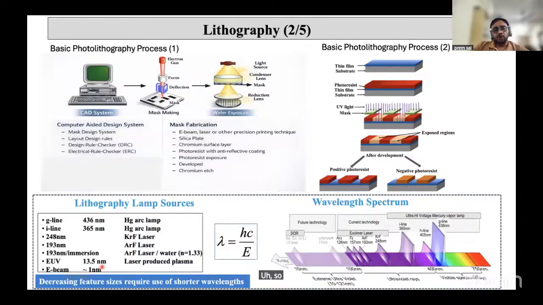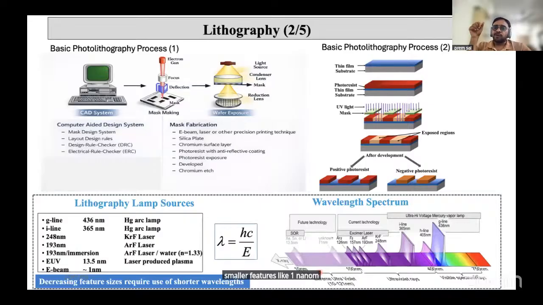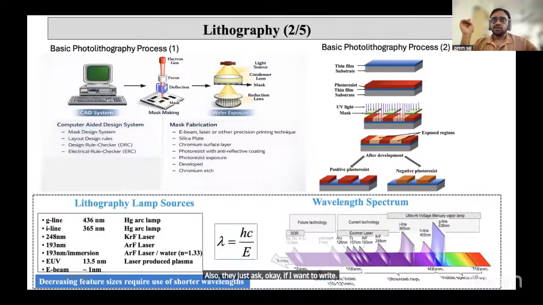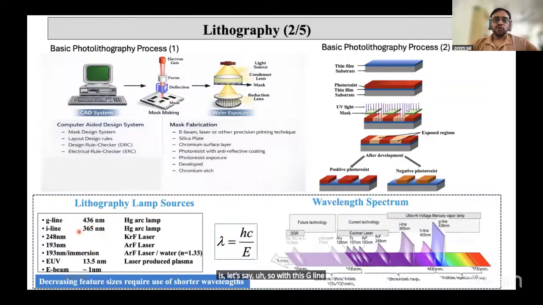Basically, smaller features use shorter wavelengths. If you want to write smaller features like 1 nanometer, 2 nanometer, 3 nanometer. In industry, if you go for an interview as a photolithography engineer, they will ask, if I want to write 1 nanometer or 2 nanometer, which technology do I have to use? Electron beam is the one. There is always a limitation, which is why we go for different lamp sources.